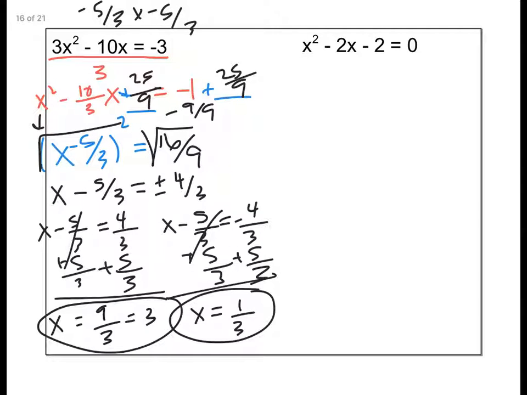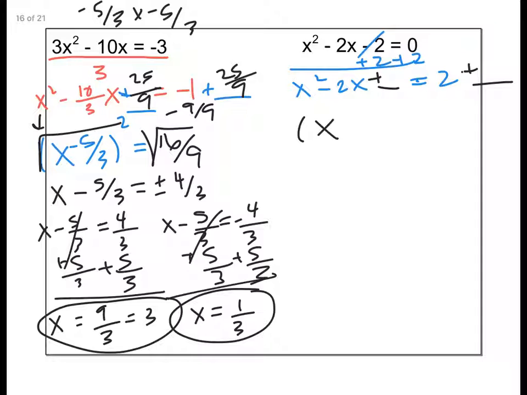All right, let's try the last one. My a value is 1, that's good, but I do need to add 2 to the other side. So now I have x squared minus 2x is equal to 2. I'm going to try to figure out what to add to both sides. I like using the next step as a guide.